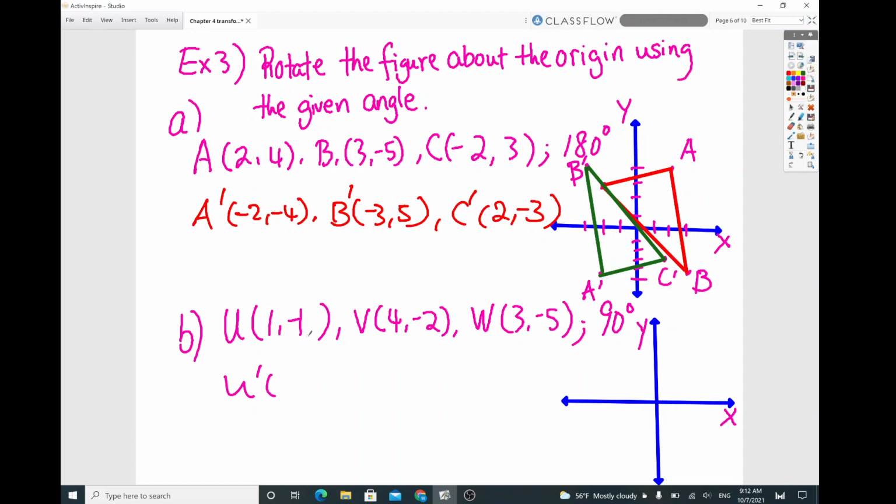So after you switch them, you also want to change that y to its negative. So this will be (1, 1). So it's (-y, x). V prime, (2, 4). W prime, (5, 3). And then for the rest, just plot the points. So it's quite similar to the previous one, but it shows that it's a 90-degree counterclockwise rotation about the origin.